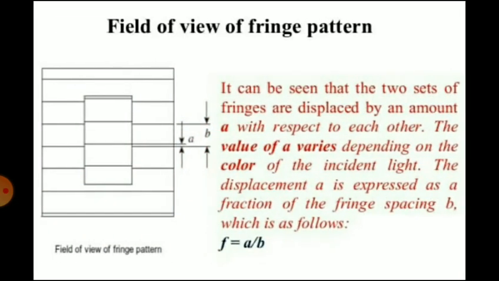Field of view of fringe pattern. It can be seen that the two sets of fringes are displaced by an amount a with respect to each other. The value of a varies depending on the color of the incident light. The displacement a is expressed as a fraction of the fringe spacing b, that is F equal to a upon b. So you can see the different fringe patterns.